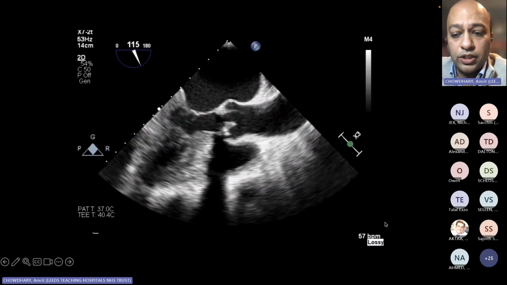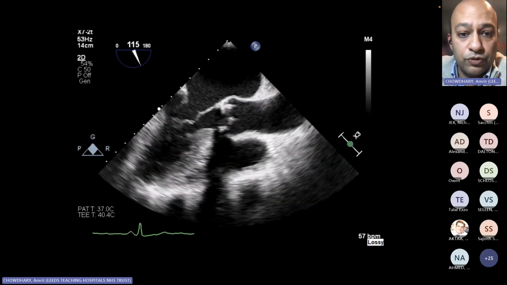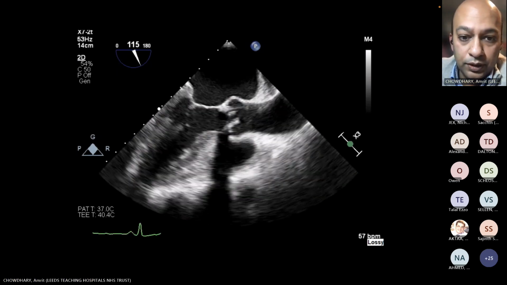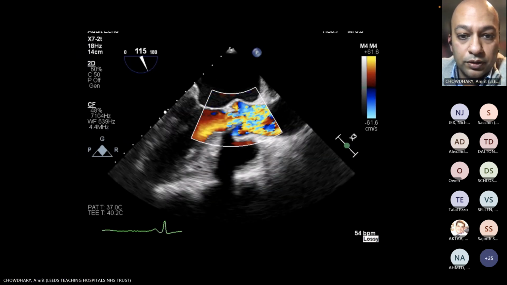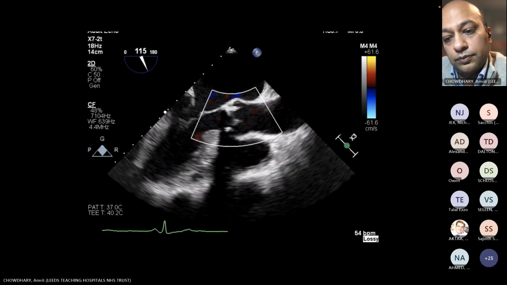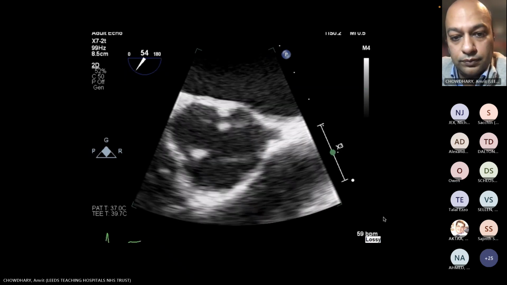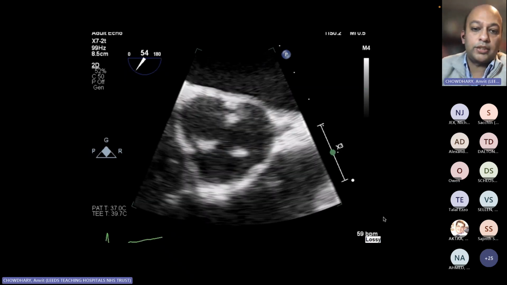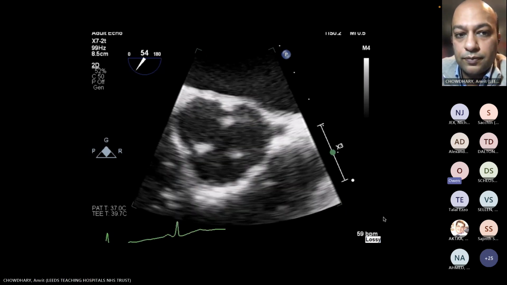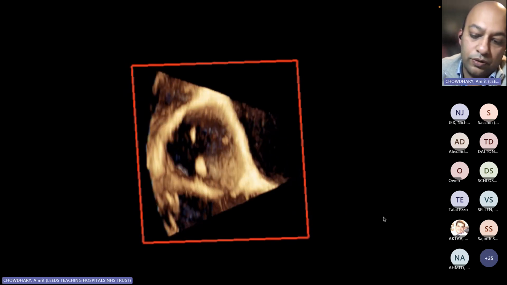So she went on to have a TOE because of the worsening symptoms, and these are some images from her transesophageal echo. So first one, color flow. The short axis of the aortic valve. 3D of the aortic valve.